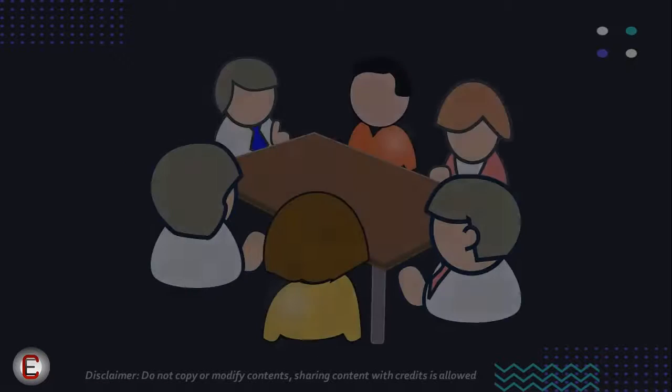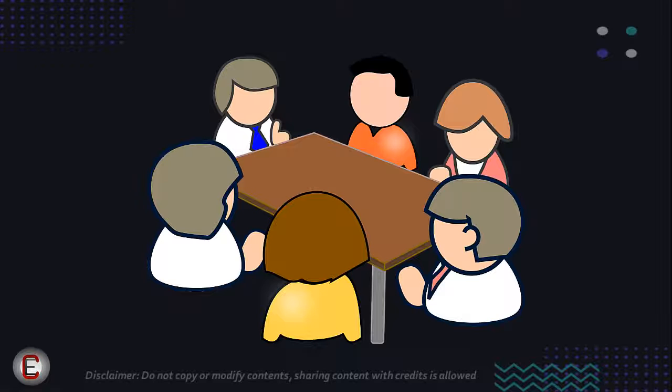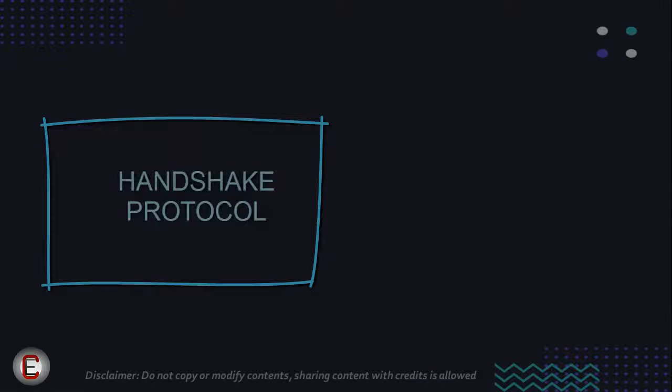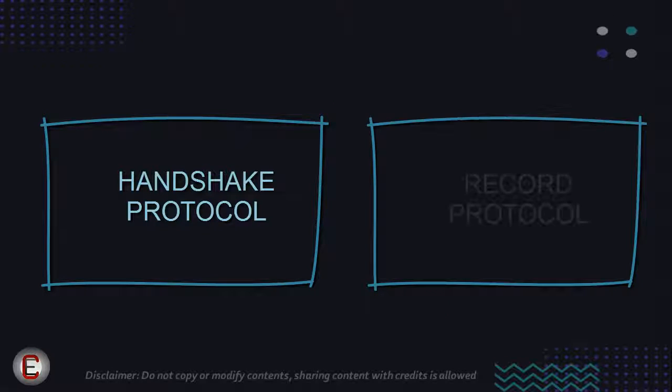When we get into the discussion about the message sequence, we need to remember that the messages are divided into two phases: 1. The handshake protocol phase, and 2. The record protocol phase. In short, the handshake protocol negotiates and establishes the connection, and the record protocol transfers or encapsulates the encrypted data.